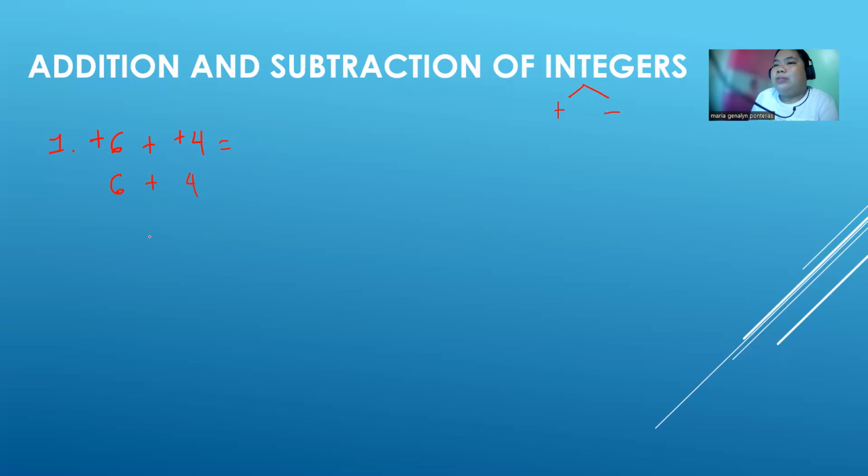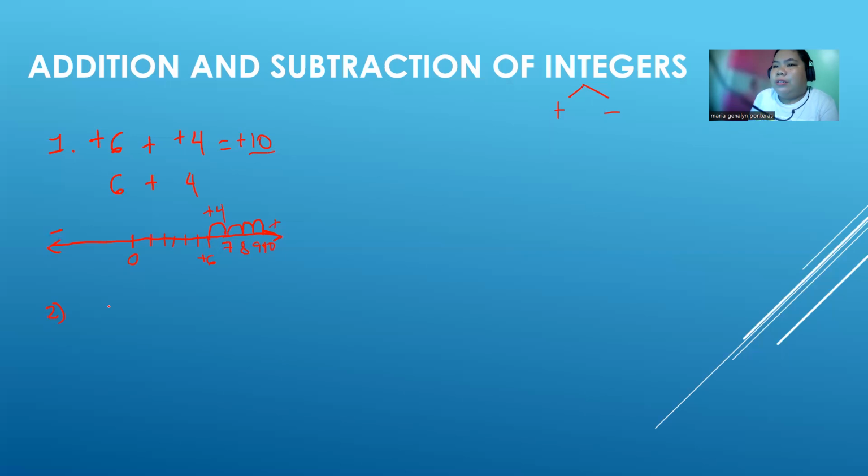So how are we going to add positive 6 plus positive 4? If we have a number line, let's say 0, 1, 2, 3, 4, 5, 6. So this is positive 6. And we jump 4 units going to the right, because all positives are on the right and all negatives are on the left. So 1, 2, 3, 4, so 7, 8, 9, and 10. So our answer is positive 10.